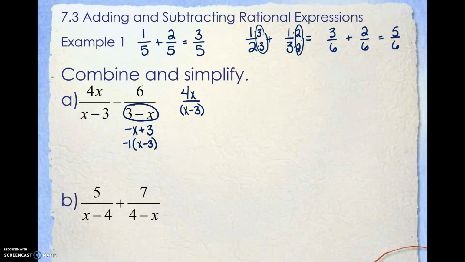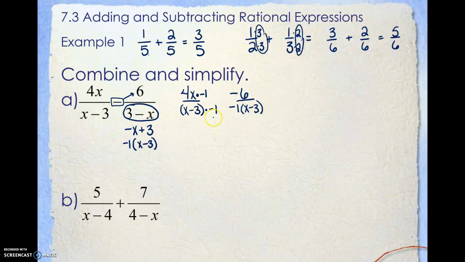Okay, you ready for your first trick? See how this is subtraction? Attach that subtraction to the second fraction. So this is negative 6 over negative 1 times x minus 3. Do these two fractions match? Do their denominators match? What does the second fraction have that the first fraction does not? A negative 1. We are going to multiply the top and the bottom by that negative 1.